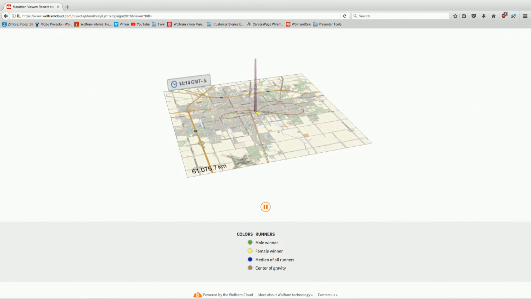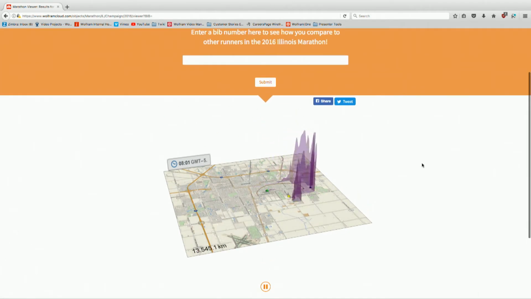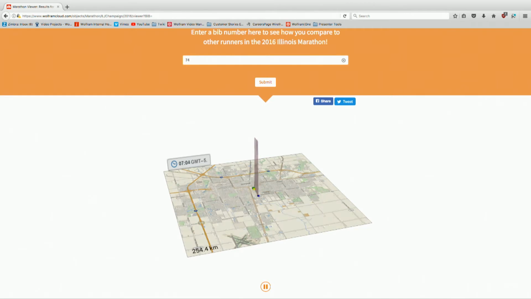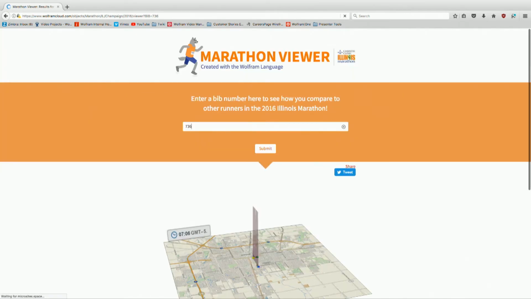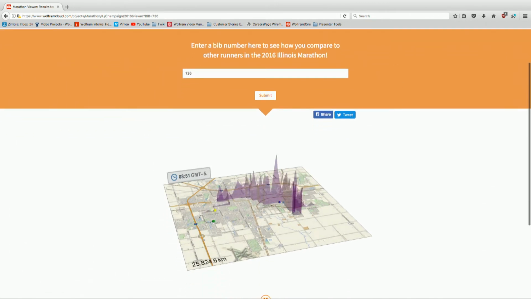And so for this animation, it's now, of course, interesting to find out how you yourself did. So I'm not a runner, and for other non-runners out there, what's a bib number? So the bib number is a unique number assigned to you. My bib number in 2016, because I've done it so often, was 736. So add the number, and we will start the animation again, and it'll tell you.